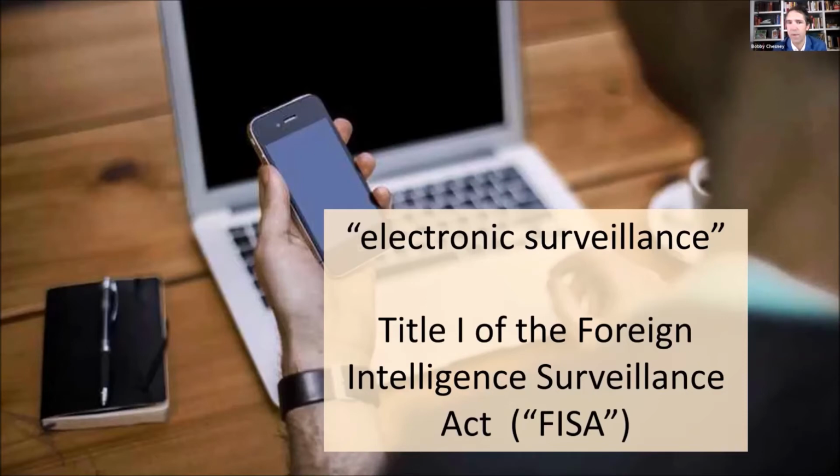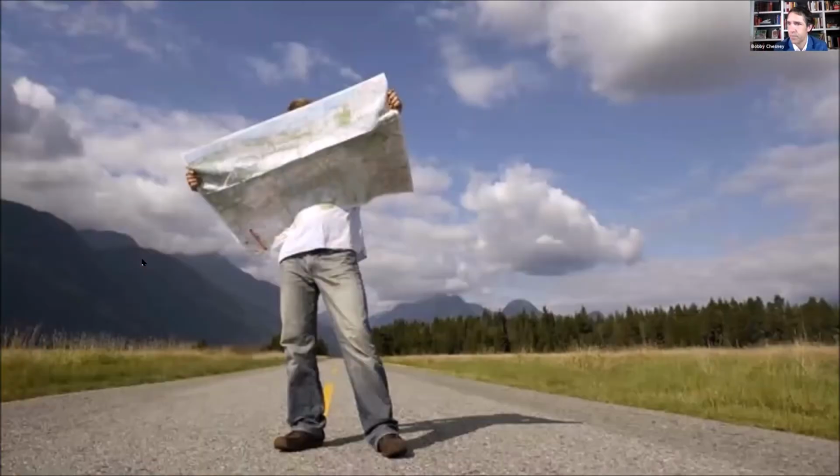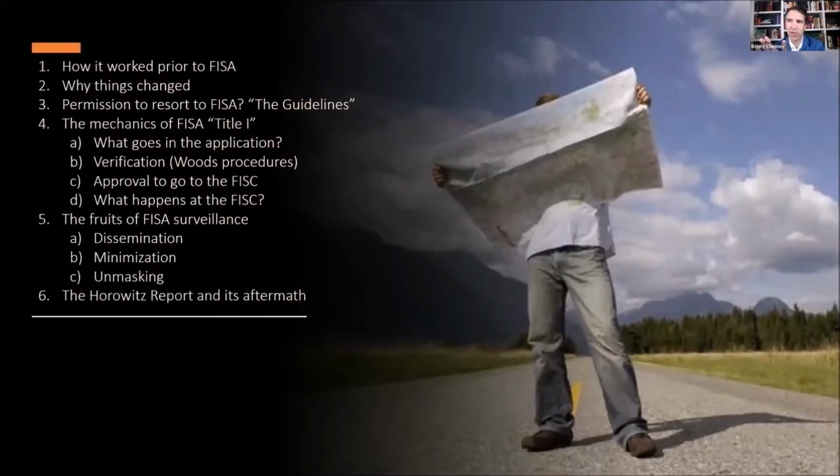So here's our roadmap for how that's going to work out for us in this lecture. Basically, this boils down to how things used to work before there was FISA. Why did FISA come about? What are the mechanics of it? And what are the issues that arise along the way?